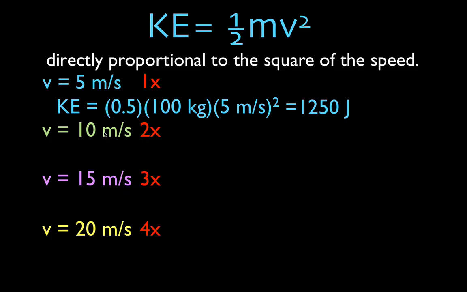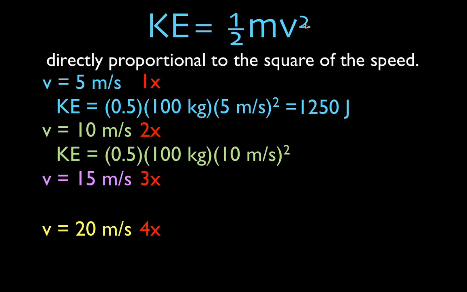Now we're going to double the velocity to 10. And what is going to happen to the kinetic energy, because it's mv squared? So let's see. We double the velocity to 10. We're going to square that. So 10 squared times 100 times 1/2 is going to be 5,000. And that shows you that when you double the velocity, and because the kinetic energy is directly proportional to the square of that velocity, the kinetic energy goes up by a factor of 4.